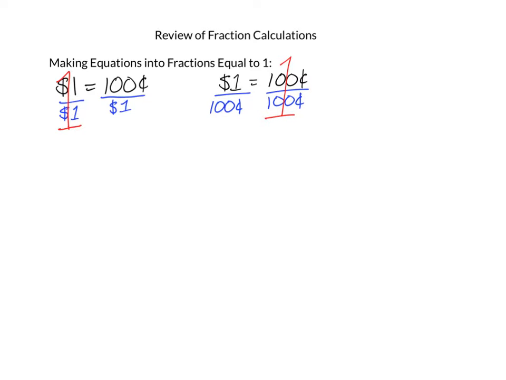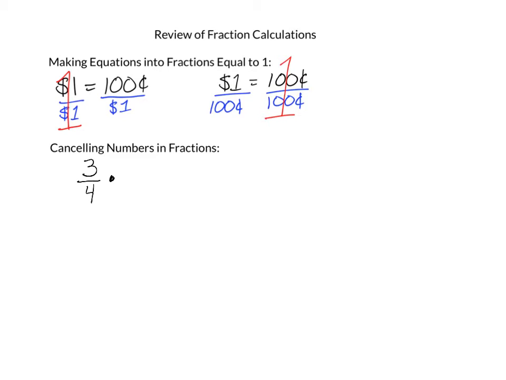So in order to understand that, we'll need a quick review of how numbers can be canceled from the top and the bottom of a fraction. First, we'll start with some numbers with no units. So let's look at what is 3/4 times 4/7. Here you can see that the 4's cancel out, and our answer is left with 3/7.